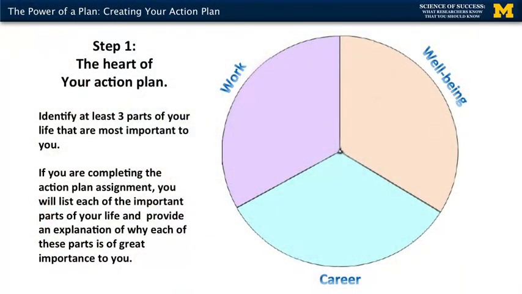For step 1, you will write down at least 3 parts of your life that are most important to you. You can see on this slide that I drew a pie chart and then divided the pie into slices, with each slice focusing on a specific part of life that's important to you. You may decide to make a list rather than create a pie chart, and do whatever works best for you. In this example, I focused on work, career, and well-being, but you will write down whatever areas are most important to you personally. You'll also write down why each of these parts of your life matters so much to you.